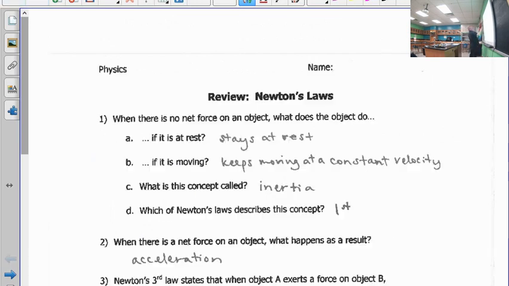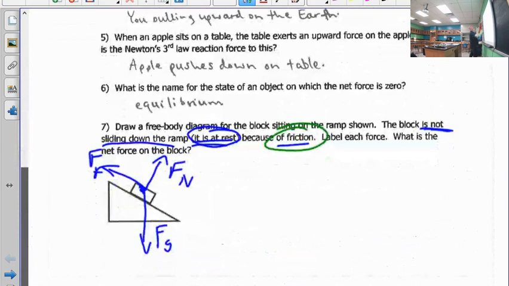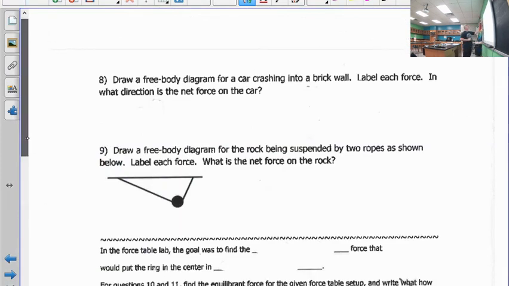Whoa. We get through all 7 of them, I thought. Yes. All right, next problem here.